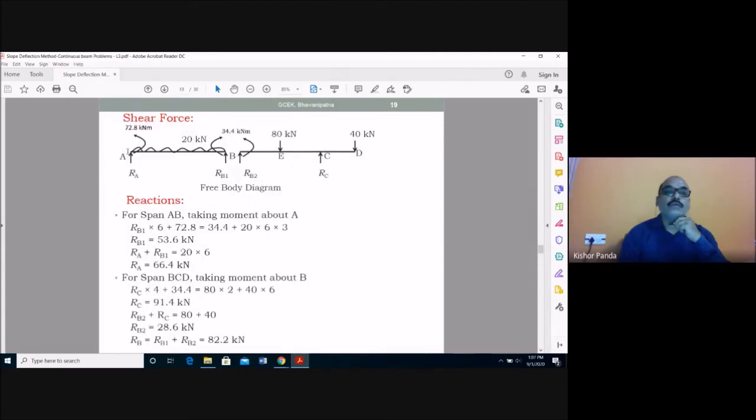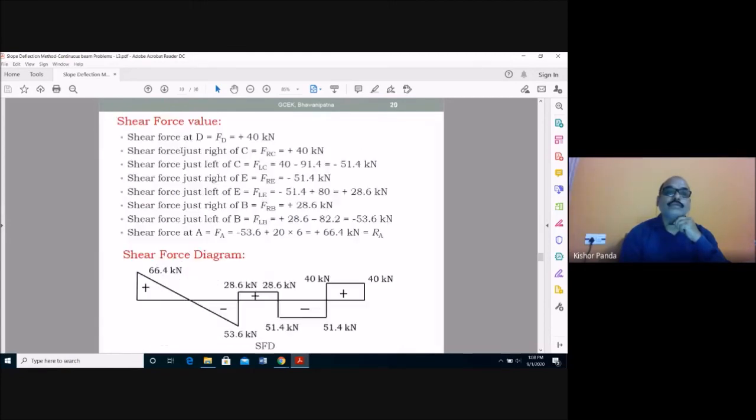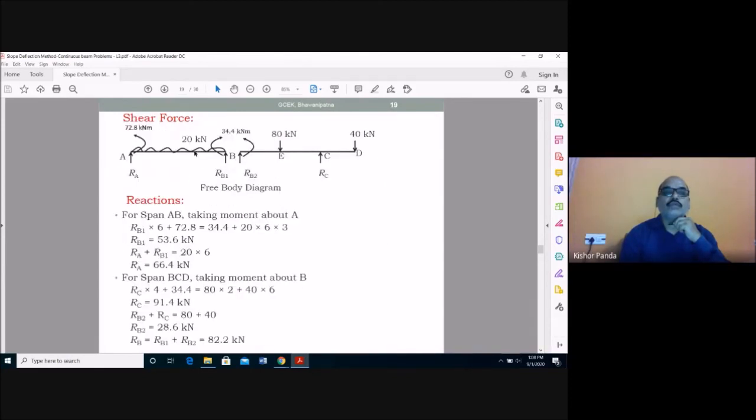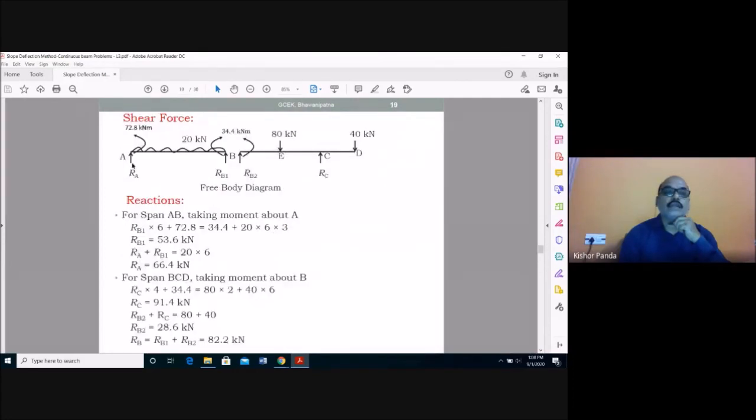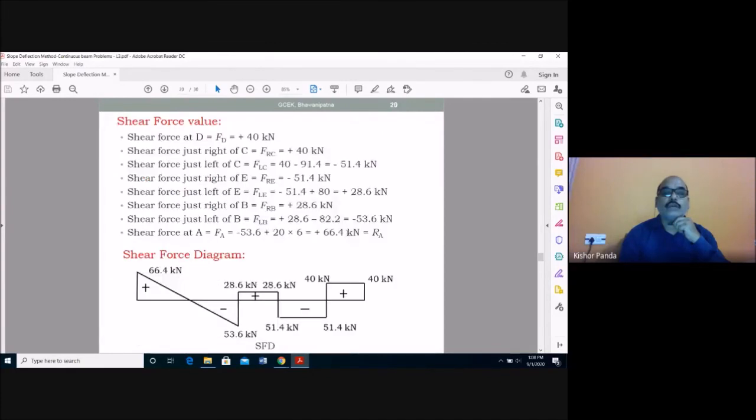Then you have to find out the shear force at A. Here we have the UDL throughout the span, a downward force. Downward force means you have to take positive. The shear force just left of B plus this total force: minus 53.6 plus 20 into 6. The UDL is 20 and the span is 6, so the total force is 20 into 6. Here you got plus 66.4 kilonewton. This is equal to RA. So the shear force here should be equal to RA. RA you also got as 66.4 kilonewton. So this is all about the shear force at different positions.